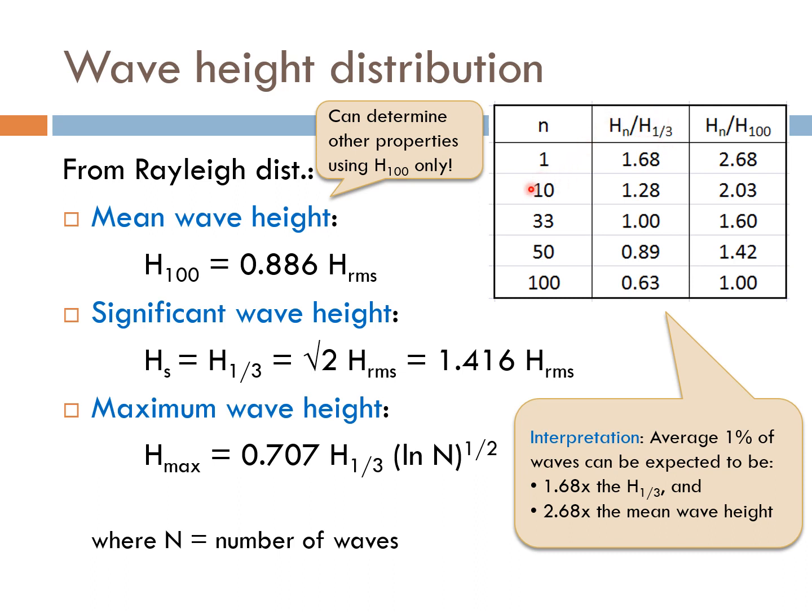The highest 10% of the waves usually is about 1.28 of the h1/3, etc. So likewise, we can say that the highest 1% of the waves is usually about 2.68 of the h average. The highest 1/3 of the waves, which means the h1/3, is usually about 1.6 of h average, and so on.